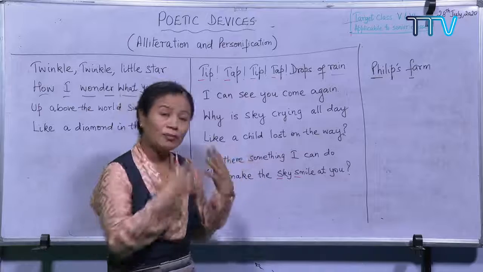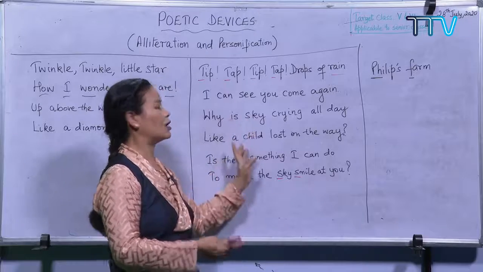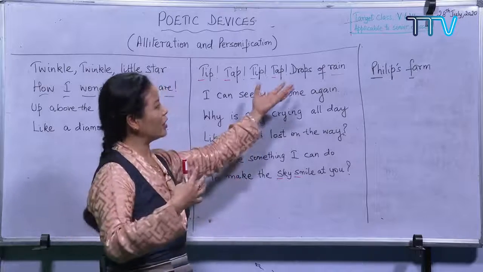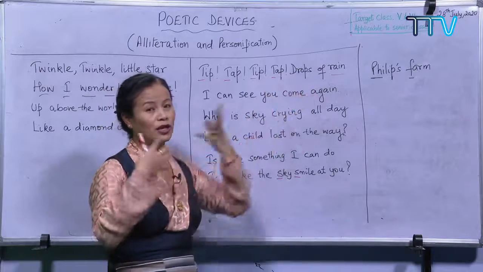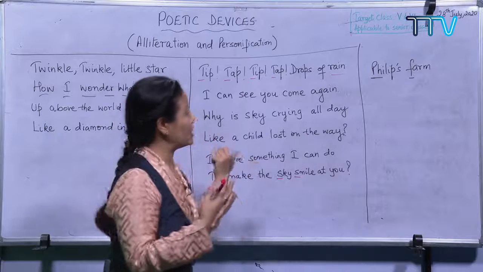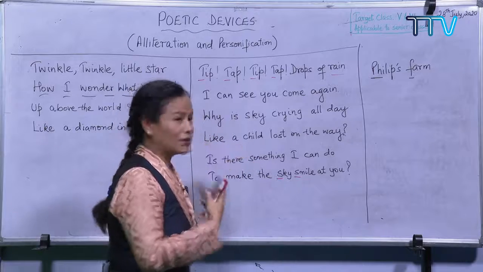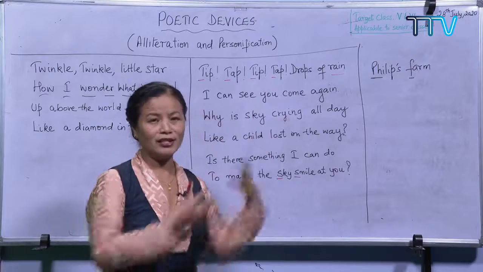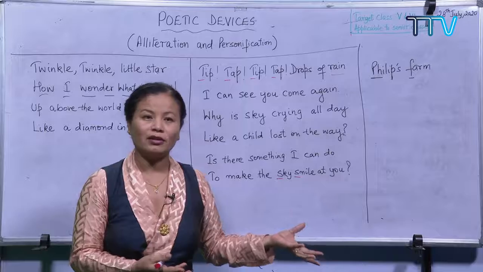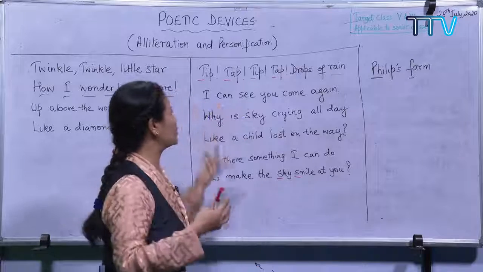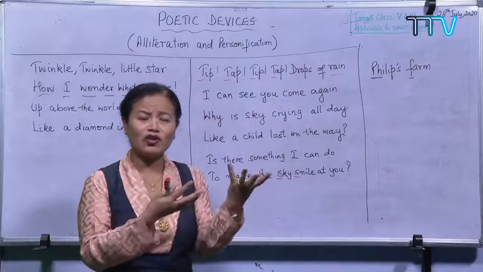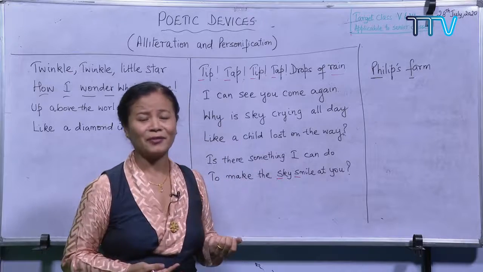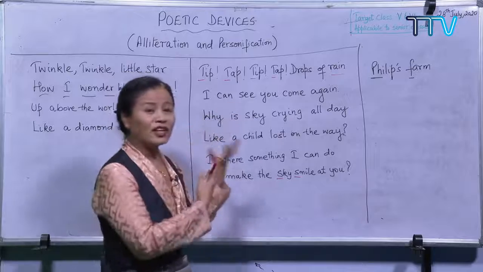And then you have personification, because the sky is given a human character, crying. And the drops of rain are like the tears. And not just that, the writer, that is me, I am talking as if I am talking to the drops of rain, as if the raindrop is also a human. I can see you come again. Why? I'm asking the raindrops why the sky is crying all day, as if the rain can talk.